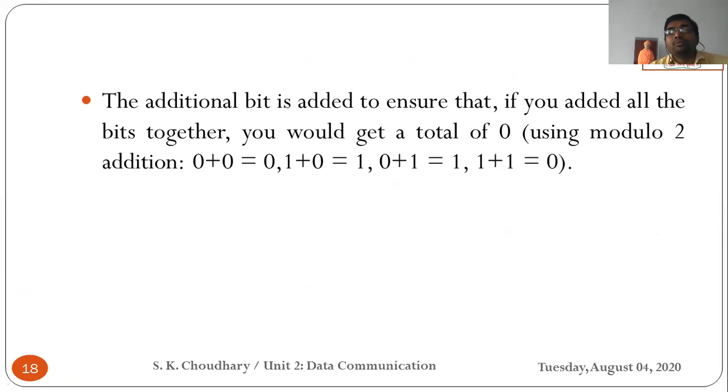Now let us see how the single parity check detects the error. In the single parity check, one additional bit is added to ensure that if you add all the bits together, you get a total of 0. In this method, we generally use modulo 2 addition. Some examples are shown here: modulo 2 addition, where 0 plus 0 is 0, 1 plus 0 is 1, 0 plus 1 is 1, and 1 plus 1 is 0. So just take care of this.